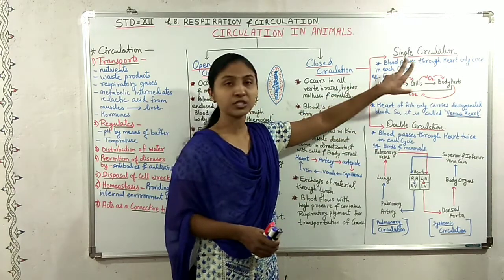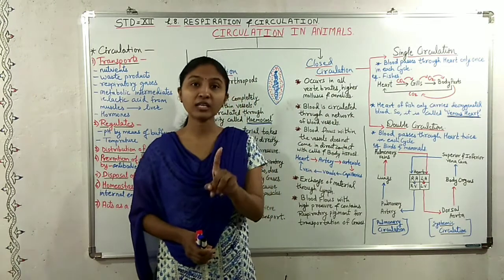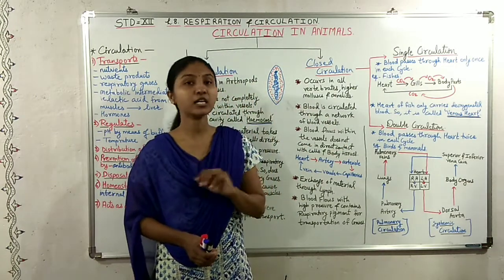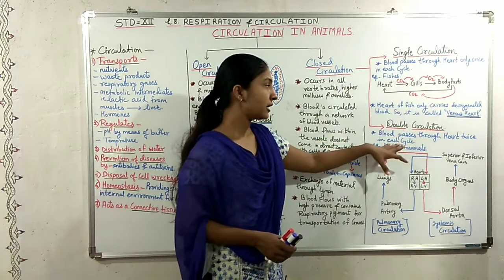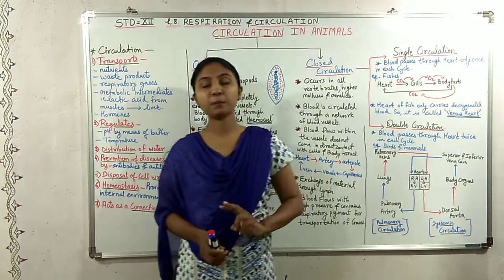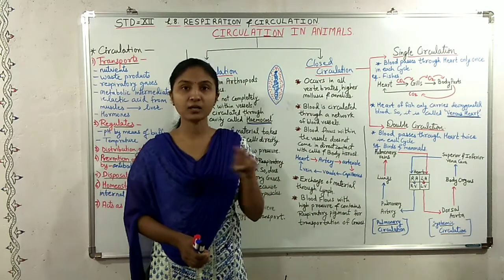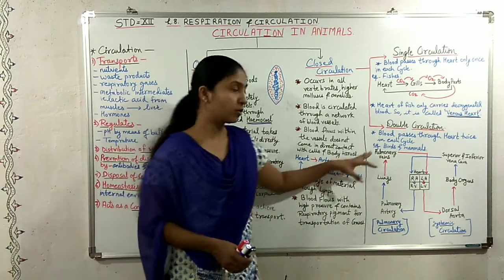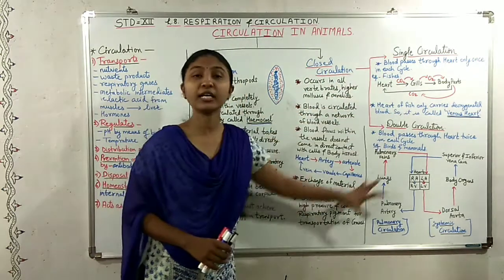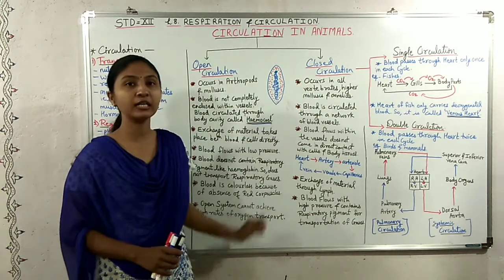In single circulation, the blood passes only one time through the heart in each cycle, whereas in double circulation, the blood passes two times through the heart in one cycle. So this is the circulation in animals, blood circulation in animals.